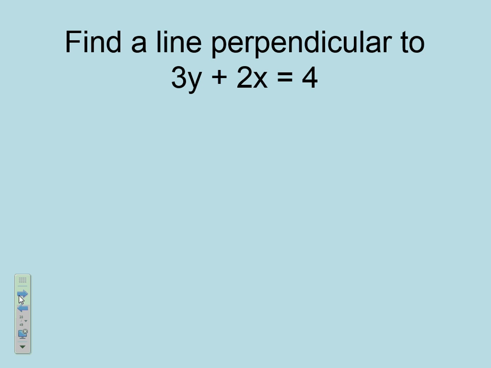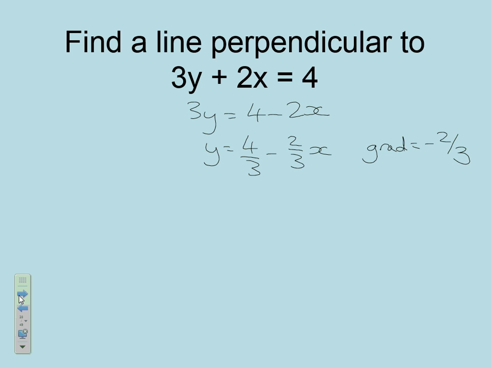Find a line that's perpendicular to this one then. So job one is we need to know what the gradient of this one is. So like we've been doing a few times, let's rearrange it to get y all on its own. We'll divide by 3 here. So this one's gradient is minus 2/3. And so the perpendicular gradient that we want is going to be minus 1 over minus 2/3. And that's 3/2. So it says find a line, and we want any line then.